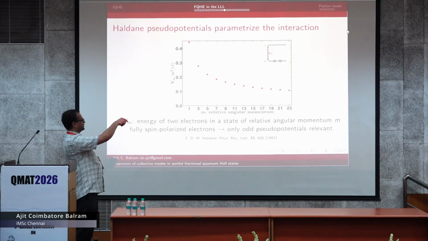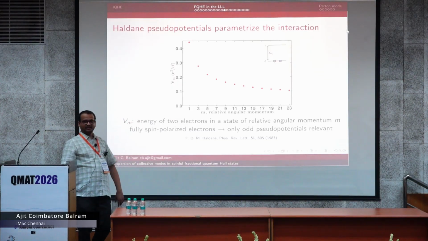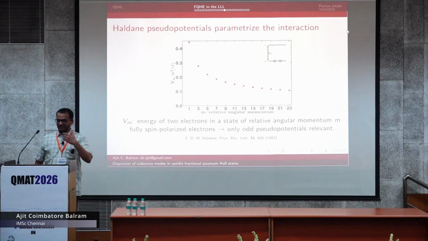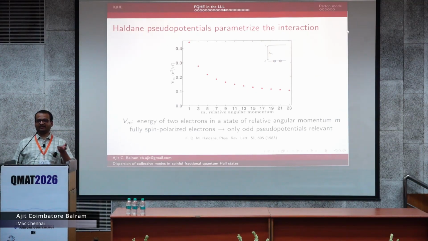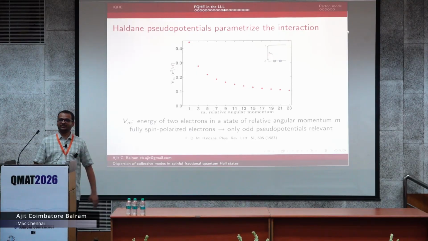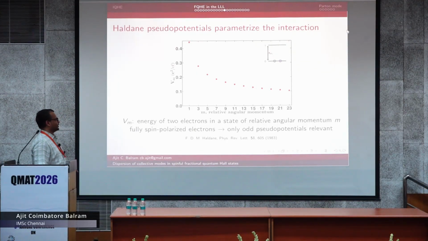When the electrons are very close together, you have a huge penalty, and then the pseudopotentials typically decay. For fully polarized electrons, the only relevant pseudopotentials are the odd ones, because fully polarized electrons can approach each other only in odd relative angular momentum. Okay, so with these ingredients in place, we can go ahead and do the computation.